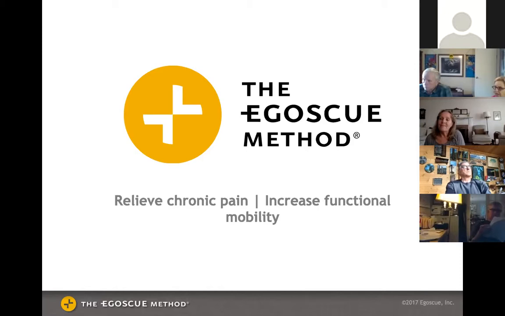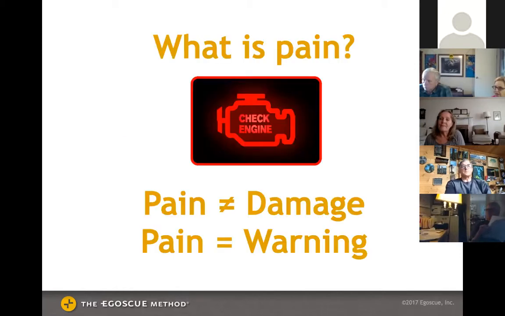All right. So, pain, the topic for the day and why you're all here. And what is pain? Well, we at Egoscue view it a little differently than most people do, especially Western medicine. In America and Western medicine in general, we've been taught that pain is a bad thing. It's something that you want to numb, you want to get rid of, you want to shut off. And it's usually a sign of damage.